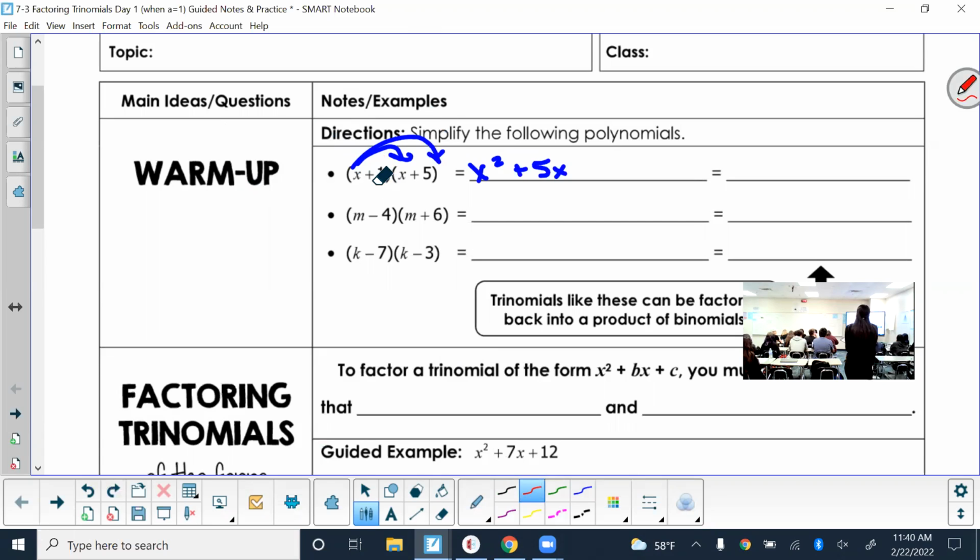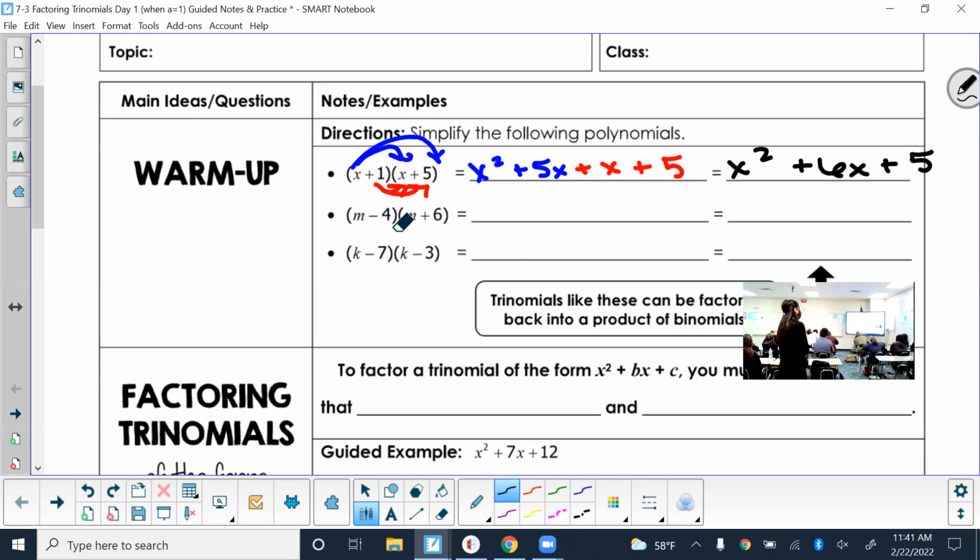And then the 1, distribute that 1. What's 1 times x? x. And 1 times 5. 5. Usually after distributing, what do you have to do? Combine like terms. And when it's a binomial times a binomial, it's usually the middle terms that are like terms. So what's 5x plus x? And it's positive, so put plus 6x. Bring down that x squared and the plus 5. And that should have been your answer for the first one.